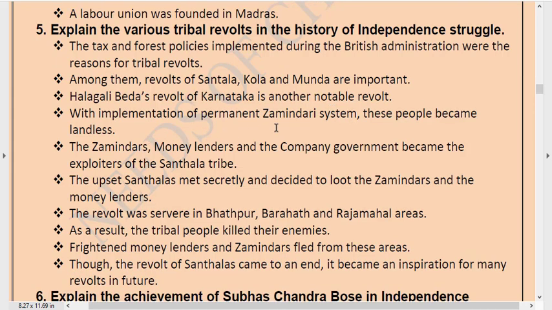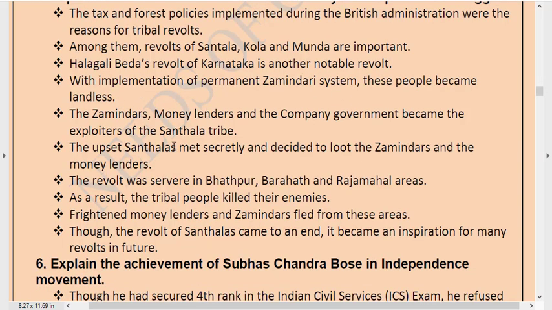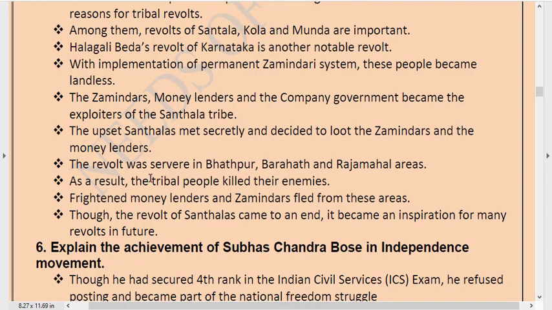With the implementation of the permanent zamindari system, these people became landless. The zamindars, moneylenders and the company government became the exploiters of the Santal tribe. The upset Santals met secretly and decided to loot the zamindars and the moneylenders. The revolt was severe in Bharatpur, Barhait and Rajmahal areas.